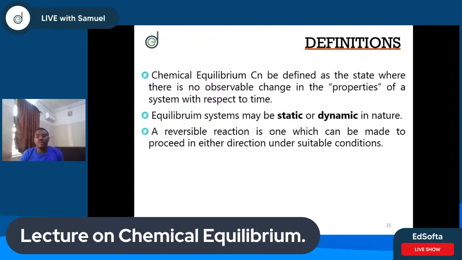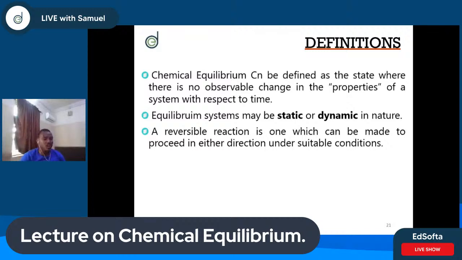So what is chemical equilibrium? Chemical equilibrium can be defined as a state where there is no observable change in the properties of a system with respect to time.